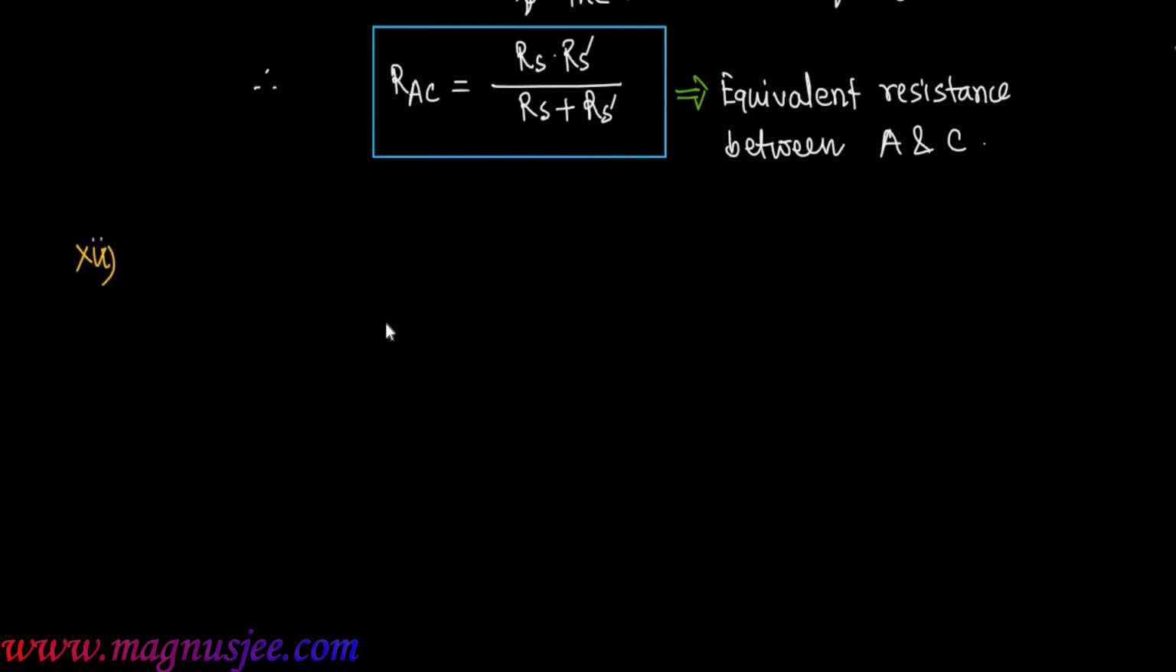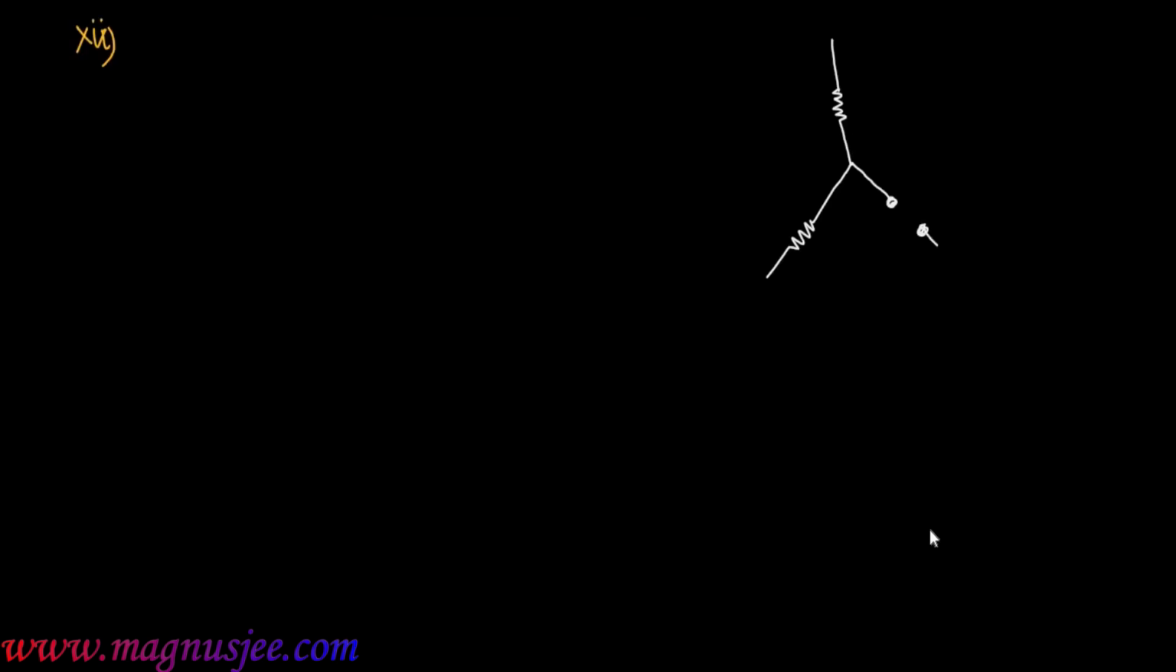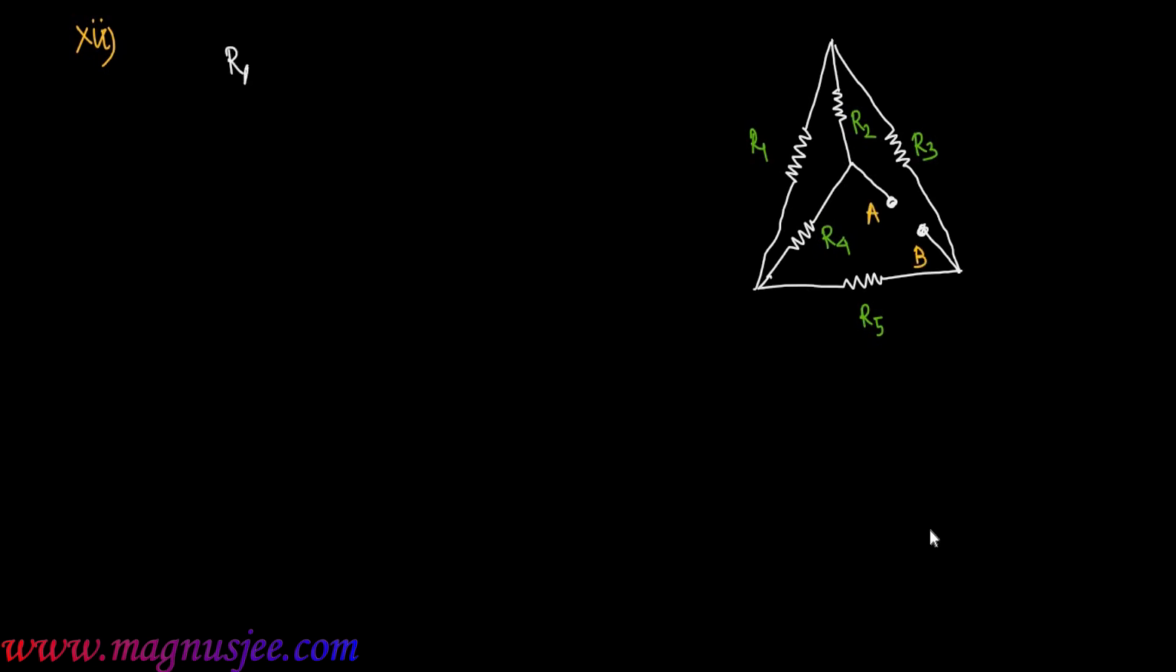Number 12 concept or formula will be as shown in the figure. In this case, 5 resistors are connected in the shape of a triangle. The resistors are R1, R2, R3, R4 and R5. A and B are the two open terminals, and we have to find the equivalent resistance between the 2 points A and B, that is, RAB equals question mark.